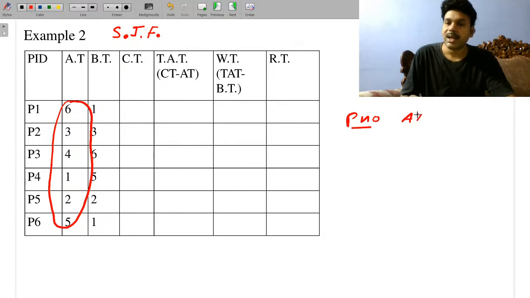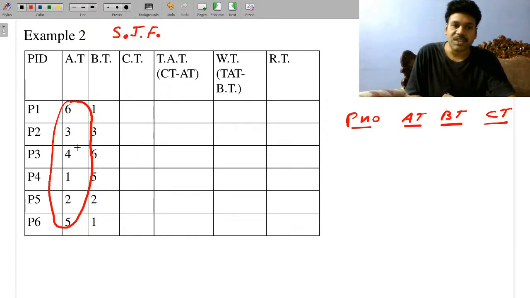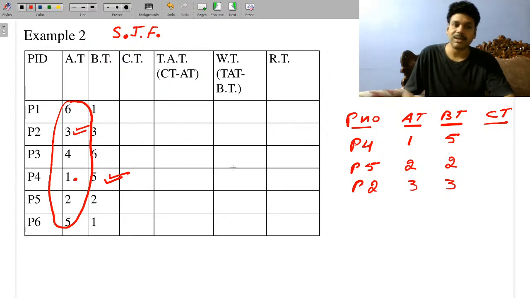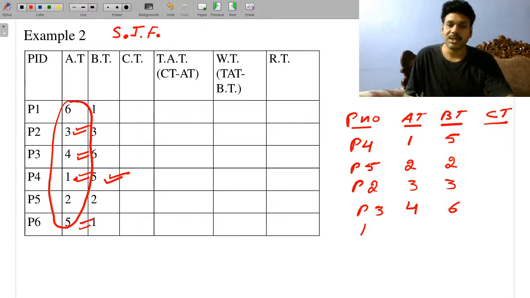Process number, arrival time, burst time, and completion time. If you know up to this, the remaining you can carry on. The first arrival is P4, arrived at 1 with burst time 5. The next process is P5, arrived at 2, its burst time is 2. Next is P2, arrived at 3, its burst time is 3. Next arrival time is 4, that is P3, which requires 6 units of time. The next is P6, arrived at 5, burst time 1. And the last one is P1, arrived at 6, burst time 1.